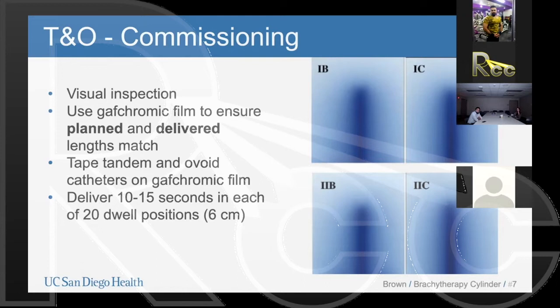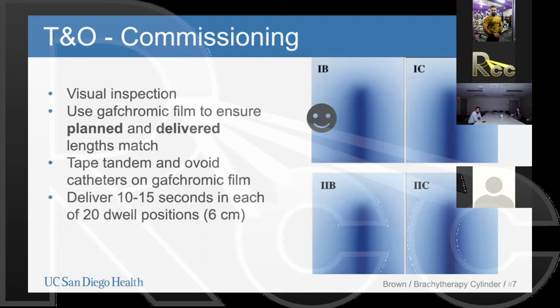Tape those on a piece of Gafchromic film, just like we did yesterday. Deliver 10 to 15 seconds in each of 20 dwell positions. So we get something like a six centimeter length, depending on your manufacturer and depending on how your system is set up. And then exactly the same as yesterday. So if we pretend that we have a piece of Gafchromic film in the top left of that image, we're going to tape our applicators onto that film and then deliver our treatment with our planned lengths. And what we would like to see is that dose distribution exactly matching where our tandem is taped on the Gafchromic film. If it does, we're happy with it.